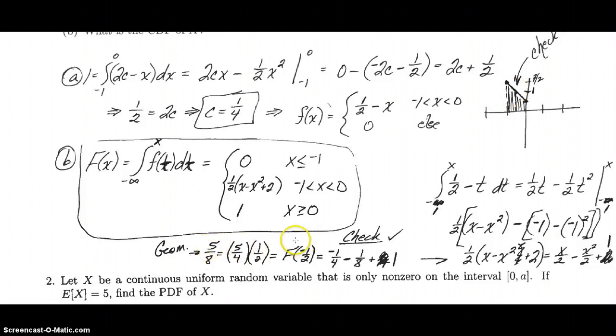So I know that capital F of -1/2, in other words, how much of the area I have covered so far by the time I'm at -1/2. So I calculate this area geometrically using the same trapezoid idea as in part A, and that gives me 5/4 times 1/2, or 5/8.